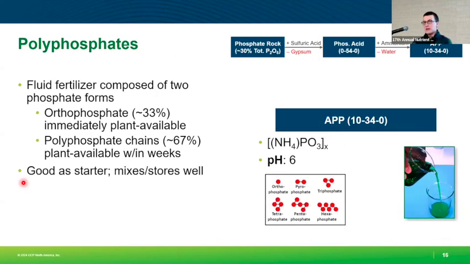And then the liquid fertilizers. We had some discussion in the last presentation about the use of 10-34-0 at planting. Essentially, if you take phosphoric acid, you add ammonium and drive out water, you're going to get this stable fluid fertilizer, ammonium polyphosphate. There's a portion of it that's the orthophosphate. That's the portion that's plant available. The polyphosphate chains, which is multiple phosphates combined together, that's going to be made available over weeks. So it's a great starter fertilizer source because it's a fluid, it's a liquid, and it mixes and stores well.